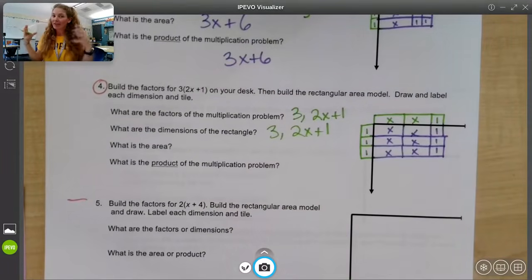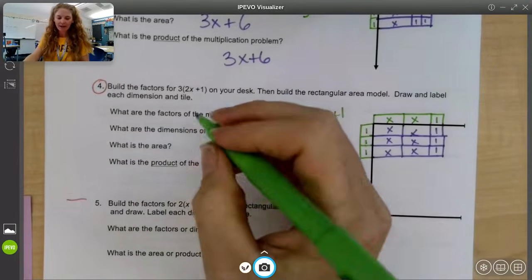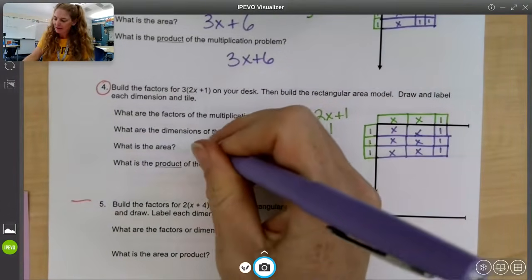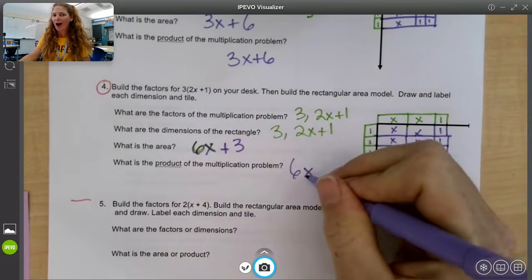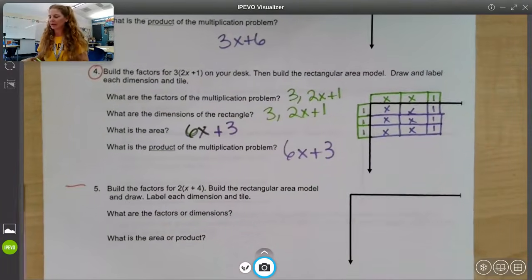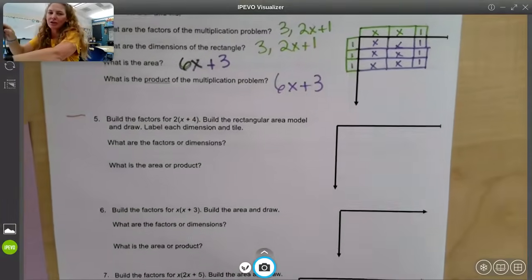The area is what's on the inside, right? These are our side lengths, so what's on the inside is 6x. Oh, I should use the other color. 6x plus 3. See, now they match. 6x plus 3. Perfect.